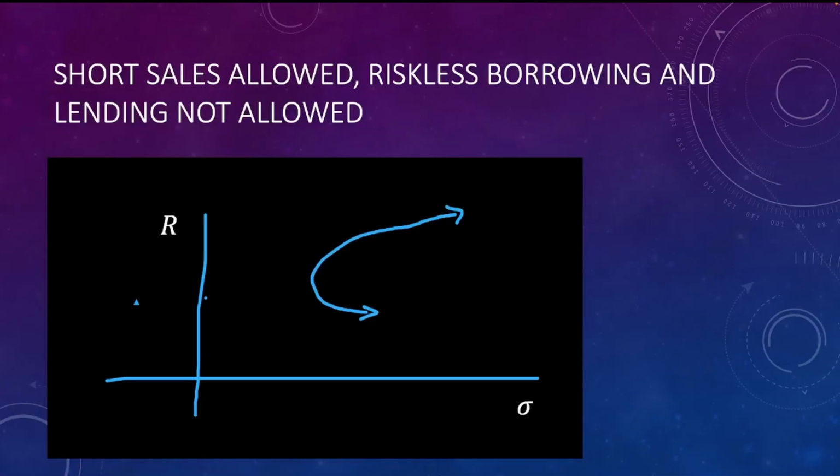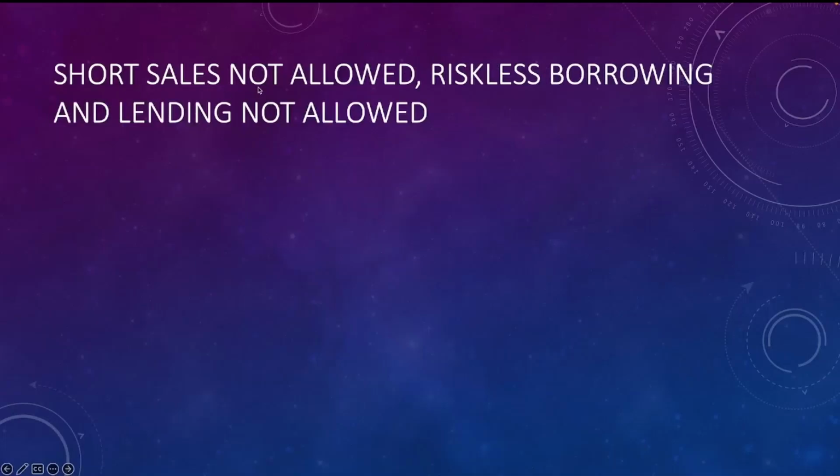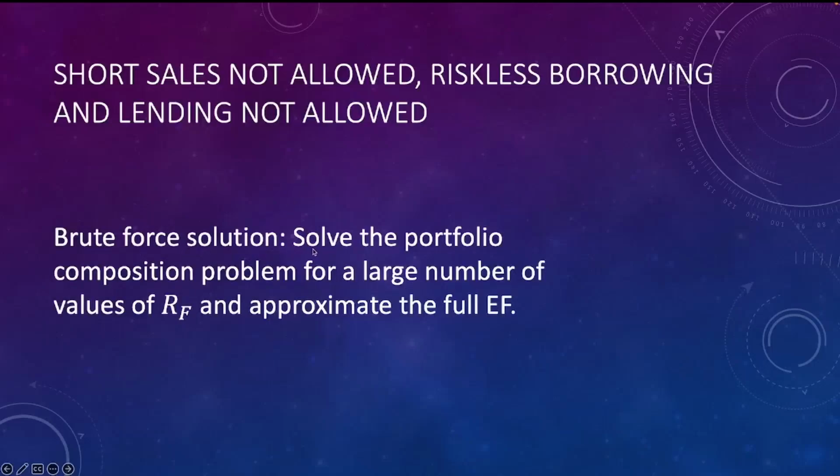So far everything is simple, but when short sales are not allowed and riskless borrowing and lending is also not allowed, that's when things get a bit complicated. And in the book, they haven't given much detail about how to calculate things except for this brute force solution, which is to solve this entire portfolio composition problem for a large number of values of RF, like we did for the 2 values in the previous case. We have to do it for multiple values of RF, and then that will give us an approximation of this complete efficient frontier. I can't cover anything more than that in this video because no more details are given in the book, so we'll leave it at that.